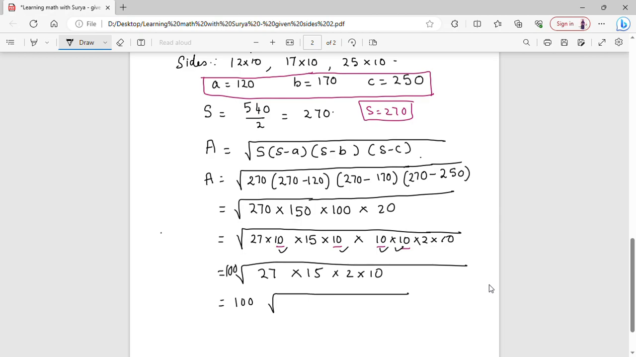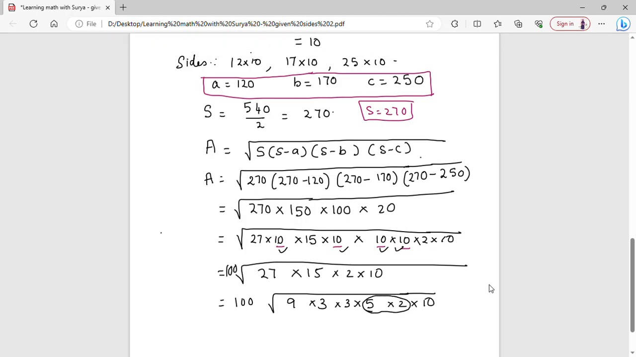How can I write 27? 27 could be written as 9 times 3. My 15 could be written as 3 times 5 times 2 times 10. So you will see that this becomes 10. So it's 10 times 10. This is 9. So this is 100. Square root of 9 times 9 is 9 and square root of 10 is 10. So my answer is 9,000 cm squared.